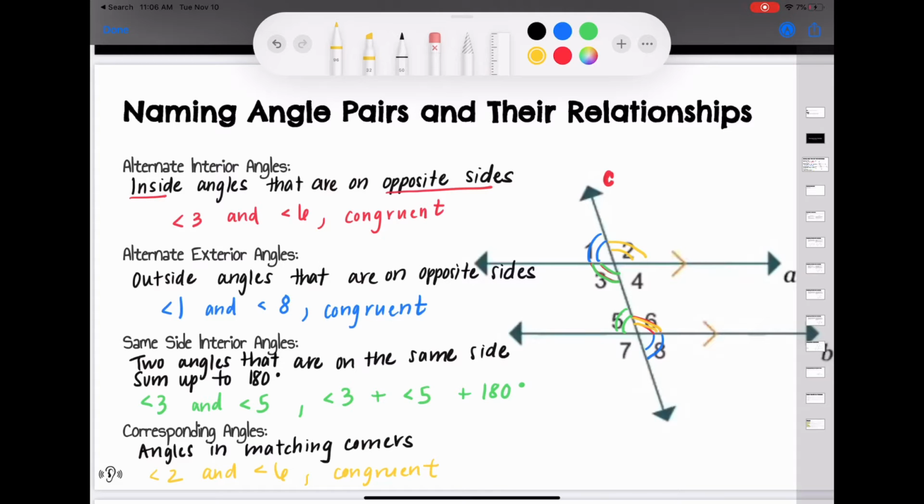Given this information, let us remember that all alternate interior angles are congruent. All alternate exterior angles are also congruent. And all corresponding angles are congruent. While all same side interior angles are supplementary, more specifically, they equal 180 degrees when added together.